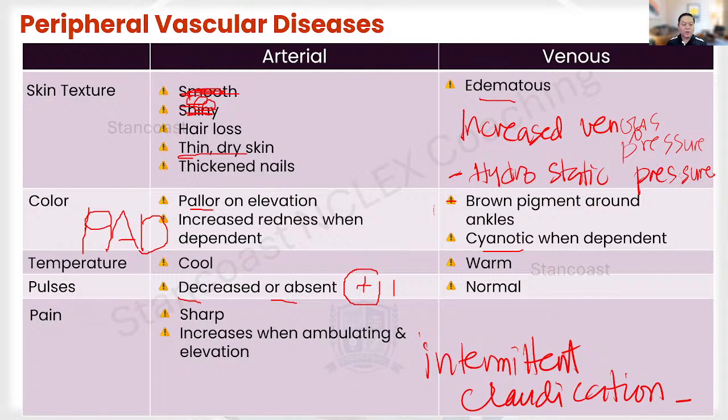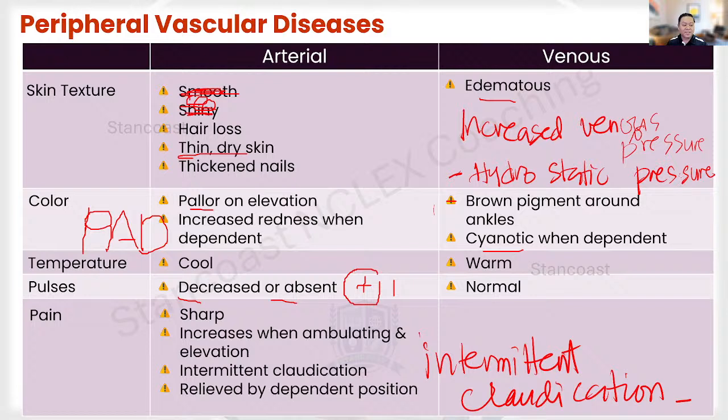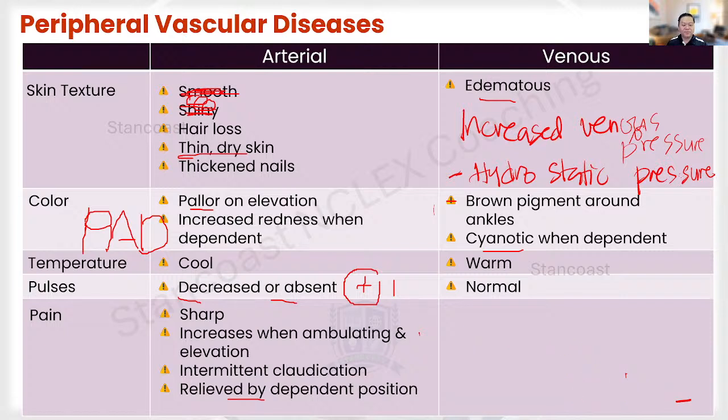Now, there is also what we call, oh yeah, pain that is going to be relieved by the dependent position. So most of the time the patient will probably just stay in the chair or recliner, not doing a whole lot, because of the pain relief they get once they stop ambulating. Now, talking about the venous type of pain, venous PVD, what are you going to see here?